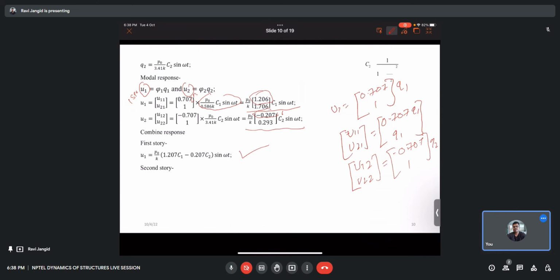And for the second story, this is u2, p naught by k, 1.706 c1 plus 2.93 c2 sin omega t. So these are the responses u1 and u2 corresponding to the first and second story. This was our second question, determining the displacement for the first story and the second story. Now we are going to find the equation of the base shear and the moments for this same question.